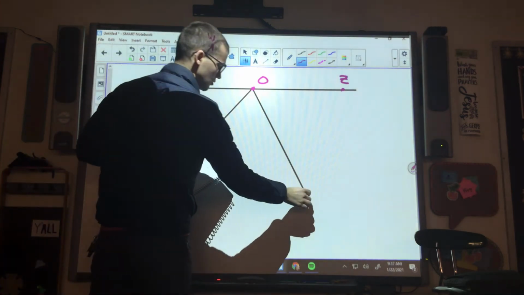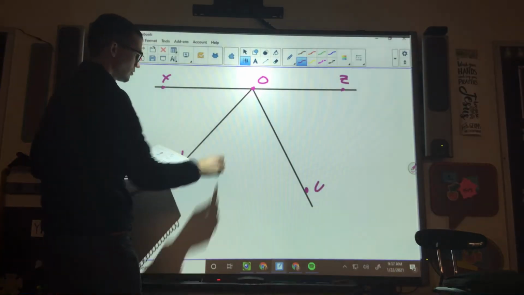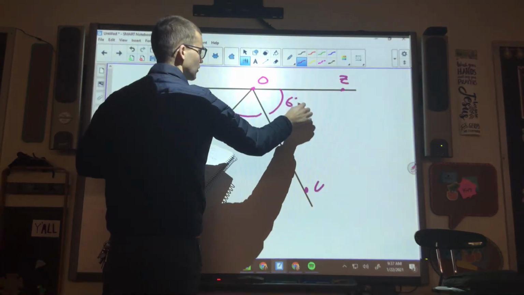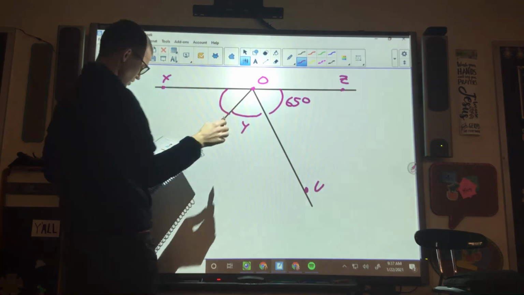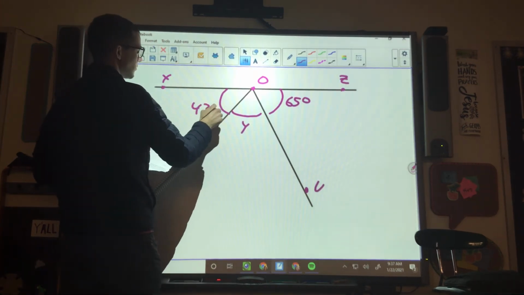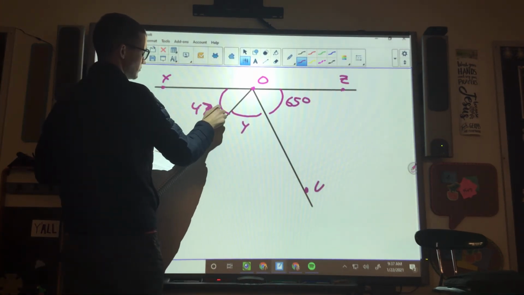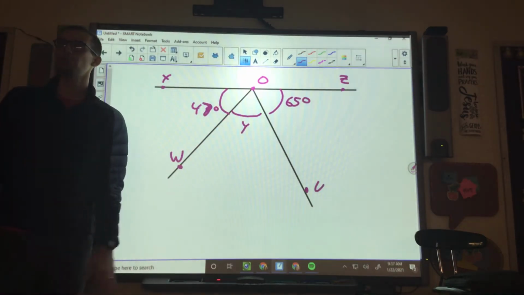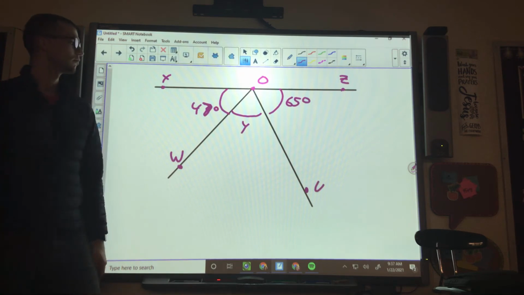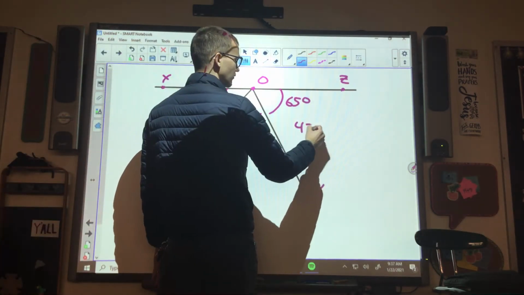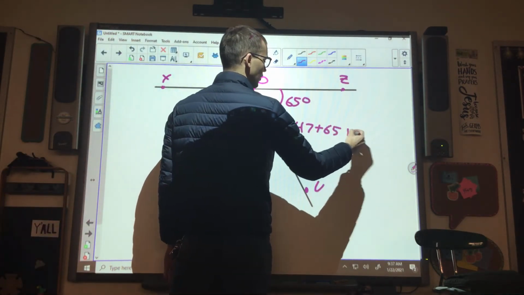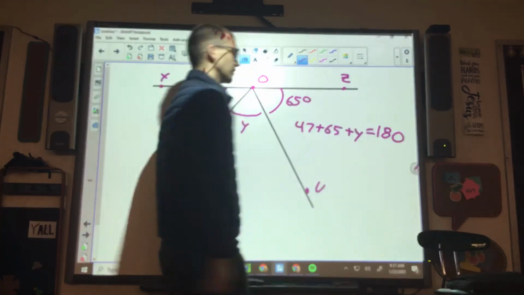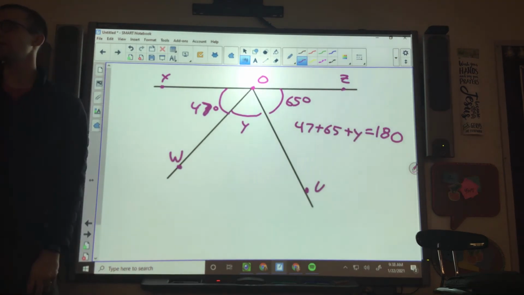Here are w, x, y, z. This angle is 65 degrees and this one is 47 degrees. So we've got these three. If we add them all up, we know that they're going to equal 180. So I can say 47 plus 65 plus y equals 180. So I have to add those two up. Adding them up, I get what?